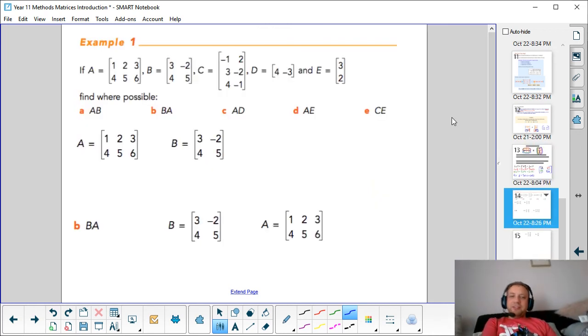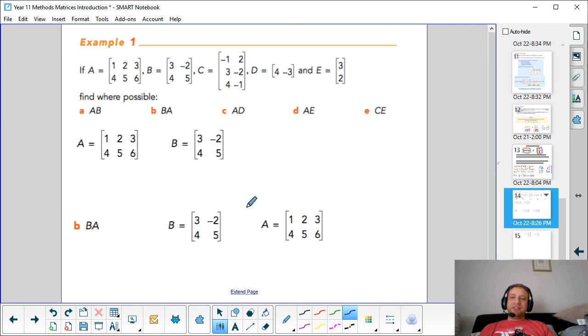So your bookwork is going to throw a whole bunch of just matrices at you and ask whether you can actually multiply them together or not. And then you only really have to do the ones that exist, because if it doesn't exist, how can you do it? So here are 5 matrices, A, B, C, D, E. They want us to find, where possible, A times B, B times A. And what we'll soon figure out is that matrices don't work like numbers. If you change the order that they're multiplied in, you'll get a completely different answer, or maybe you won't get an answer at all. AD, AE, and CE.